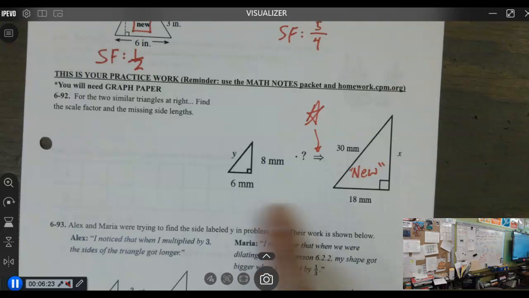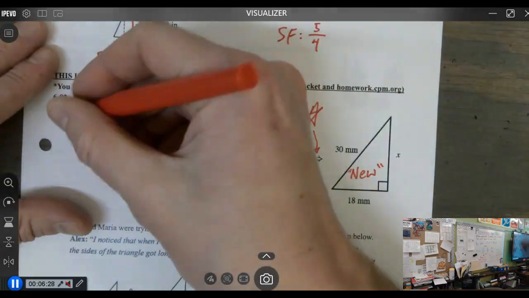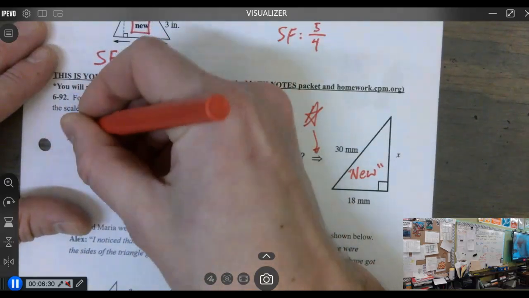So what is our scale factor here? Anybody? 3. Right, our scale factor here would be 3.